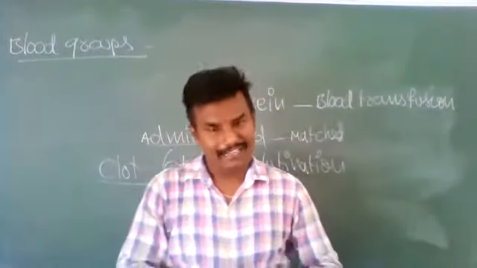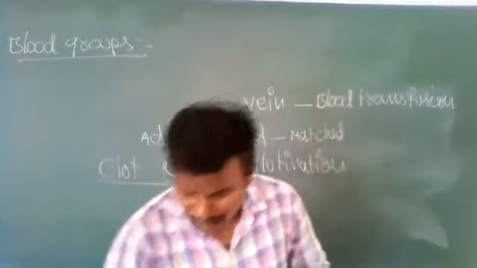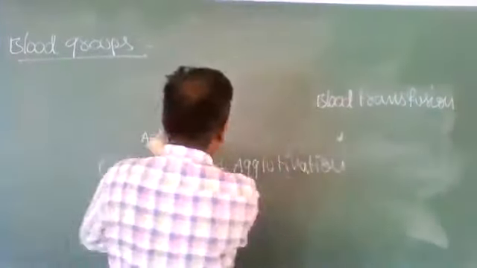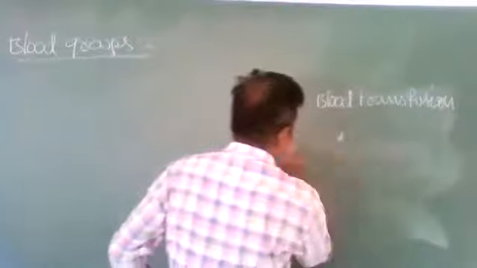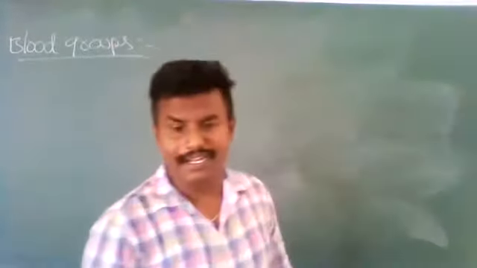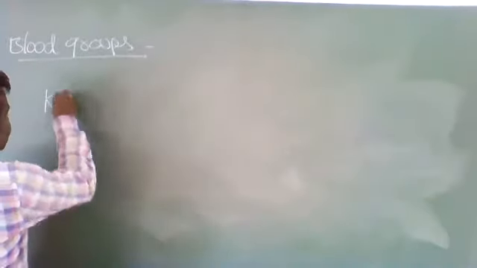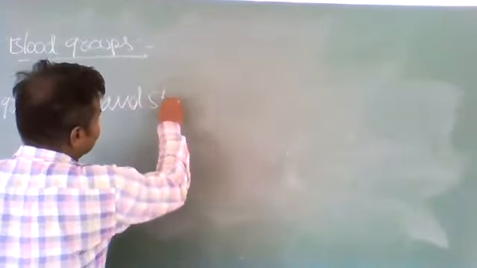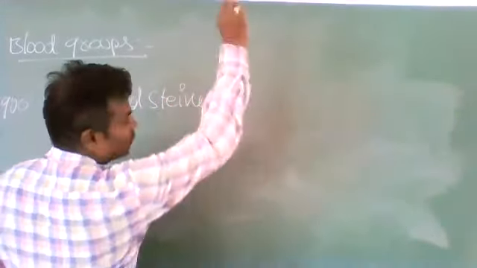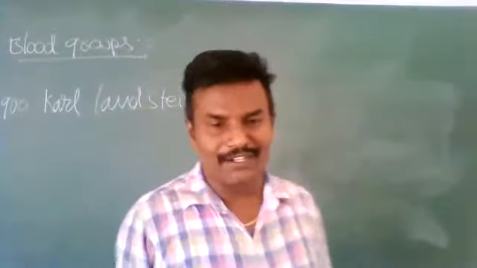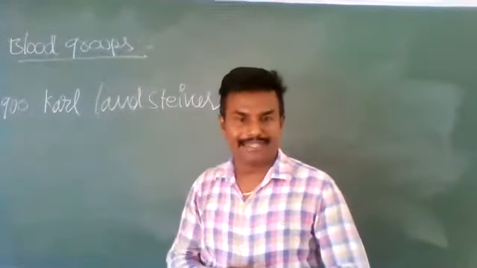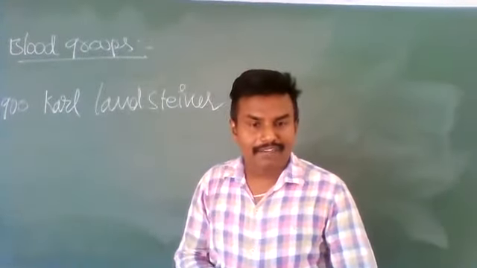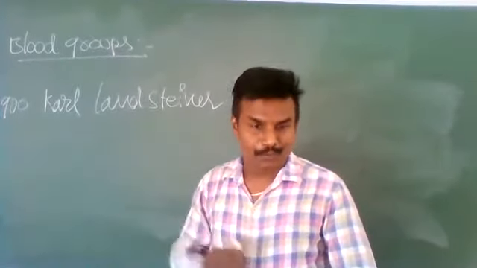to harmful effects. So in 1900, Karl Landsteiner, who belongs to Austria, discovered different types of blood groups.